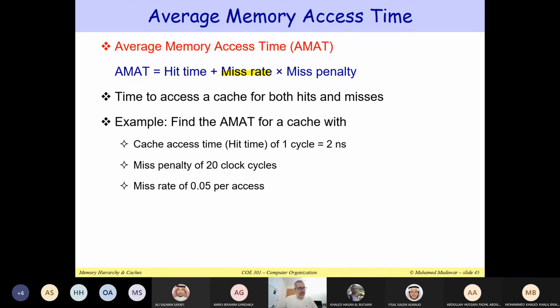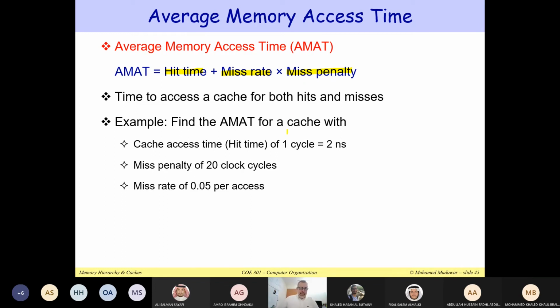But because the miss rate is not 0, we don't really have perfect caches. Then what you have to do is add to the hit time the miss rate multiplied by the miss penalty. Now you cannot just add the miss rate because the miss rate does not include time. So you have to multiply it by the miss penalty, which is in terms of clock cycles.